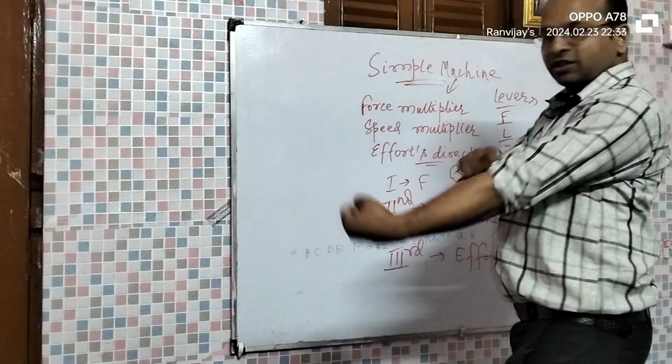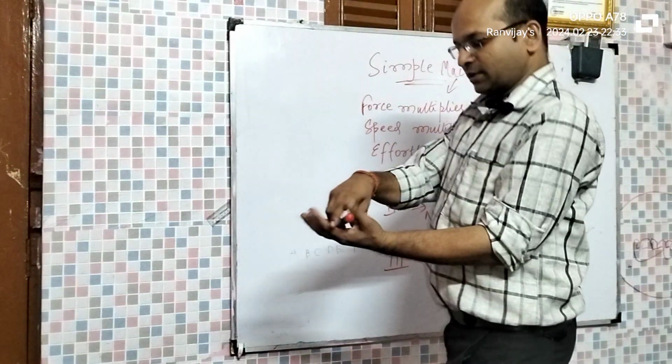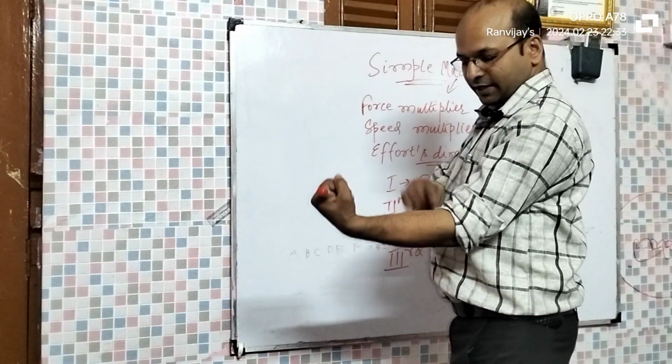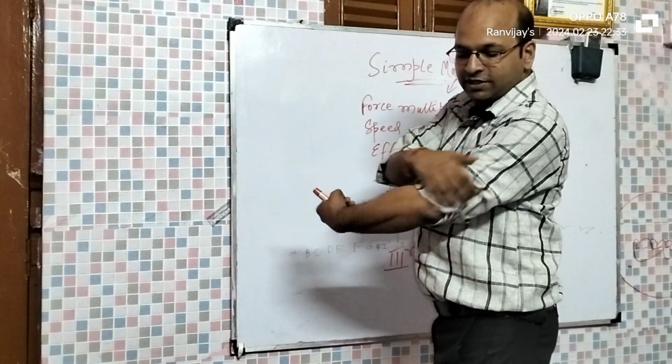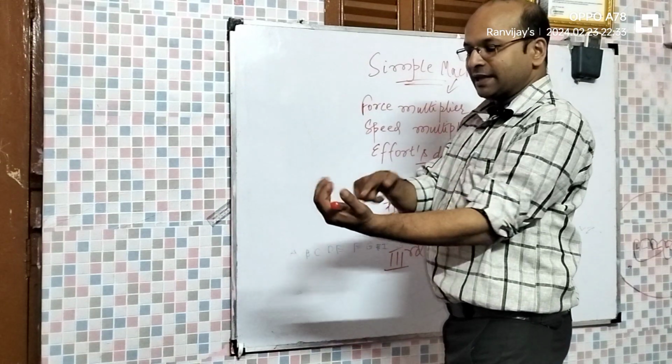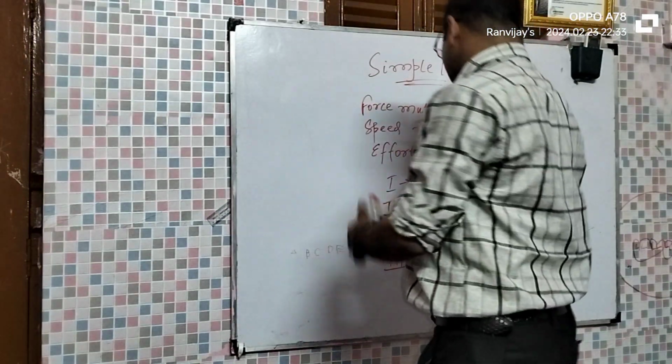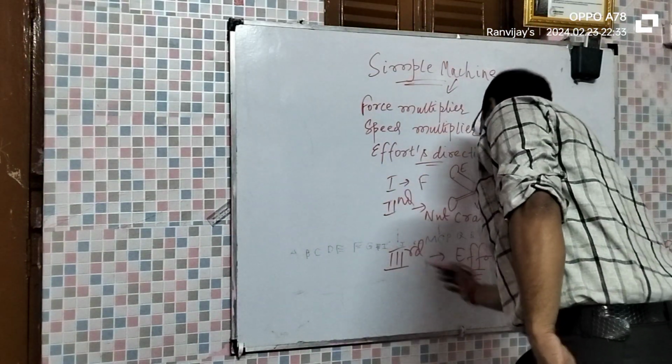Like the human arm is a third class of lever. Suppose I am holding this pen in my hand. This is the effort. This one is the fulcrum which remains fixed, and this is the load. So effort is remaining in the middle. So it's the third class lever.